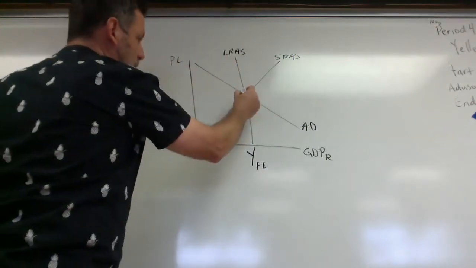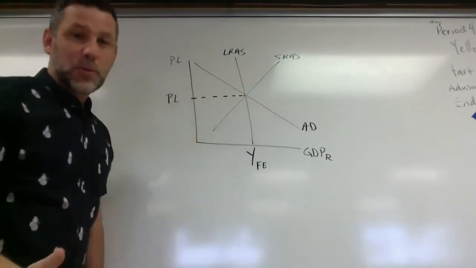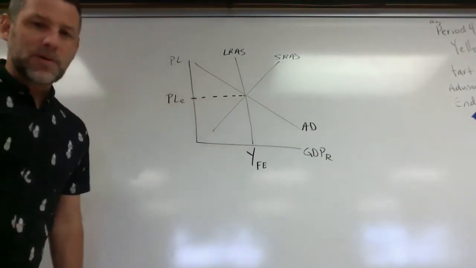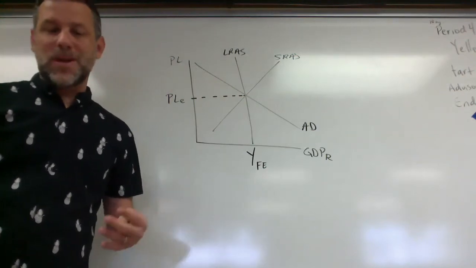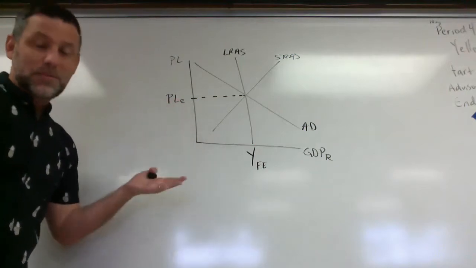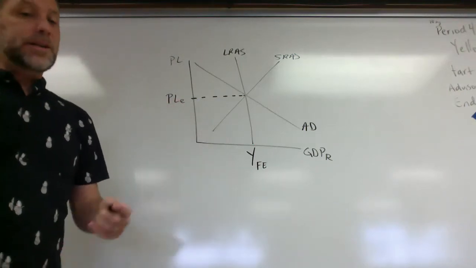And then we want to label our current price level. If you're at full employment, you can probably also label it your equilibrium price level. That will work as well. If you're in disequilibrium, if you're at the recessionary gap or inflationary gap, you probably just want to label it PLC for current, right? But this is where we're going to start. And then we're going to shift our curve.